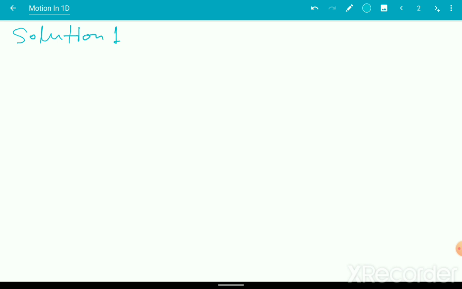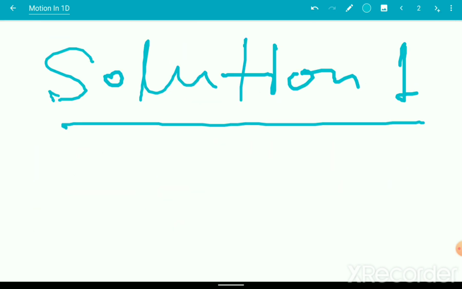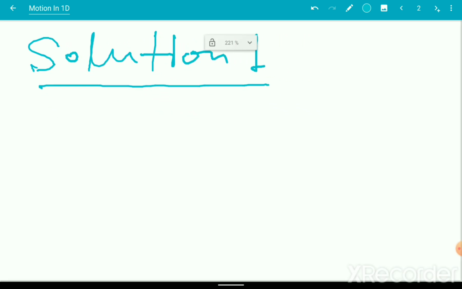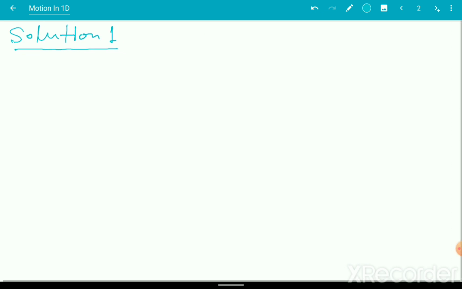The very important thing is that you must write the given information first of all while solving a numerical problem in physics. It has been said that the car is moving in a straight line. This is basically the initial speed, which is 18 km per hour. As time has been given in seconds, let us convert that speed into meter per second.